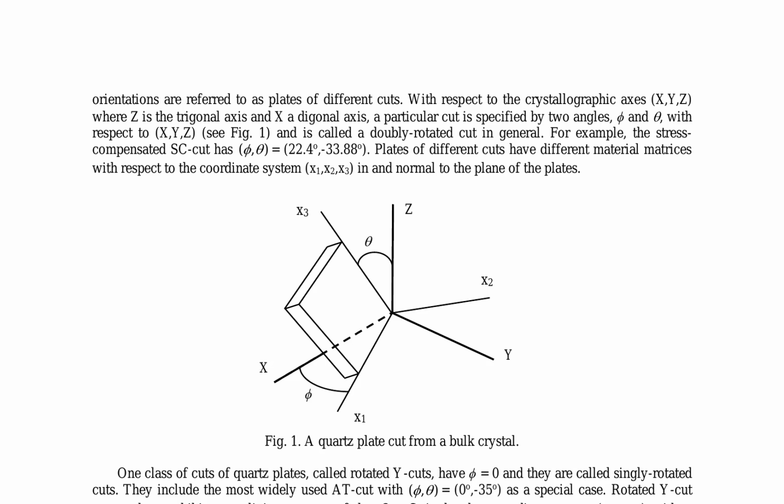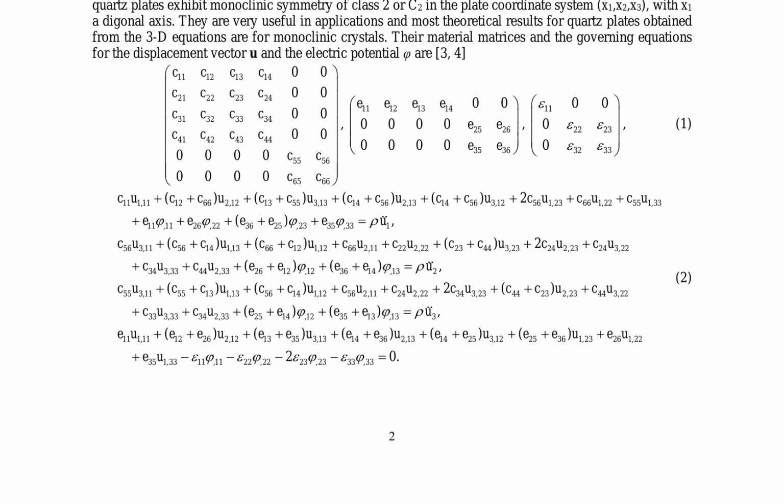The paper also emphasizes the role of different cuts of quartz plates, such as the stress-compensated SC cut and the widely used AT cut. These cuts have different material matrices and exhibit varying properties, making them suitable for various applications. For example, the AT cut is known for its high stability and low temperature sensitivity, making it ideal for timekeeping and frequency operation.